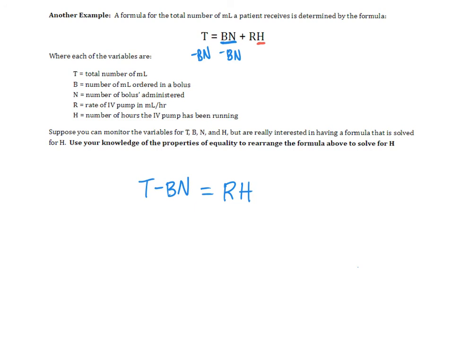And then finally, I need to isolate H. I need to get rid of this value of R. R is being multiplied, so I want to divide both sides by R. And what does that leave me? On the right-hand side, I'm left with my quantity H. And on the left-hand side, there's nothing to simplify here. I can only write this as this difference, so T minus Bn divided by R. And this is how we can use the properties of equality to solve for variables in a formula.